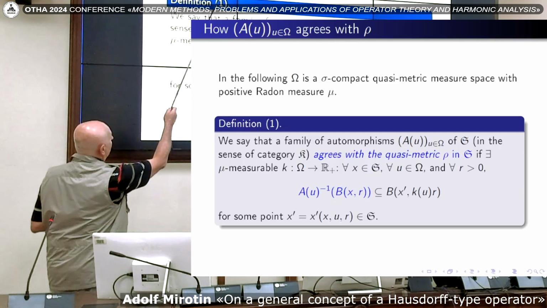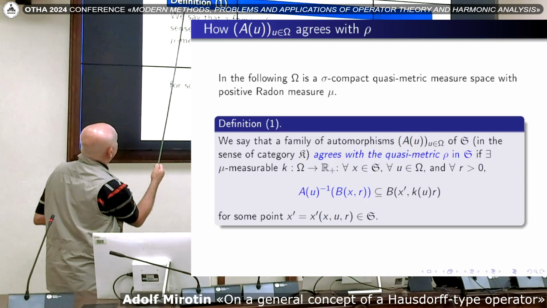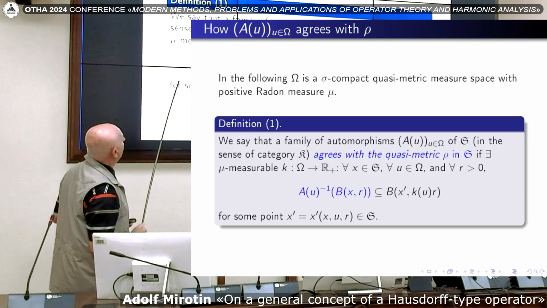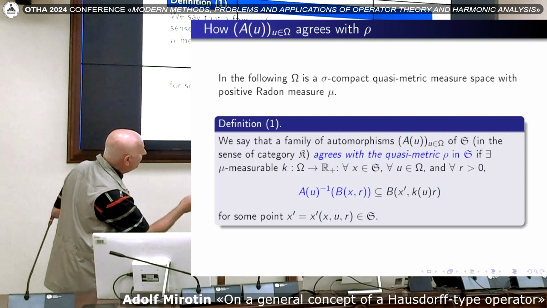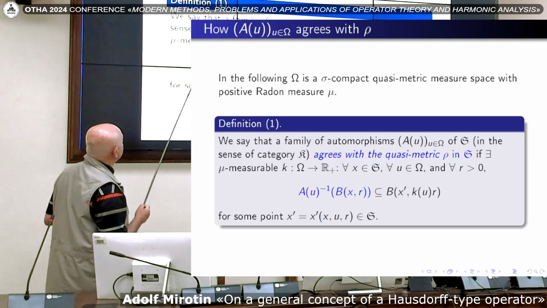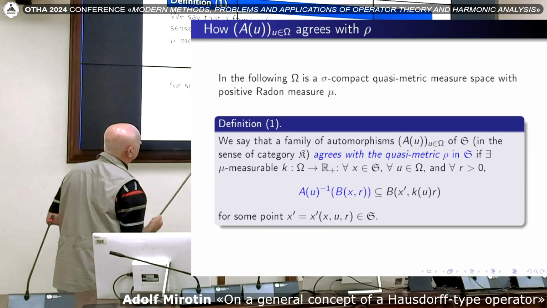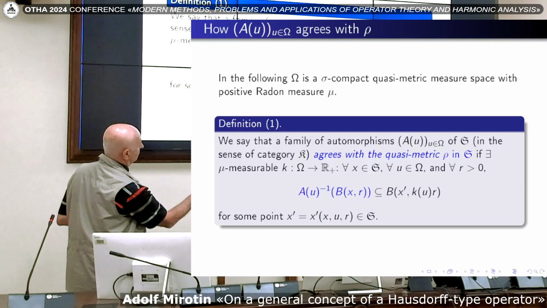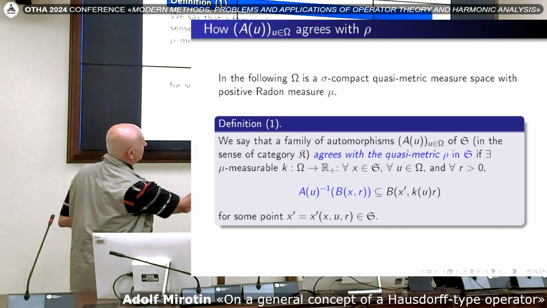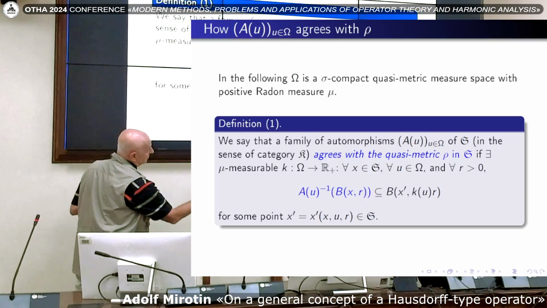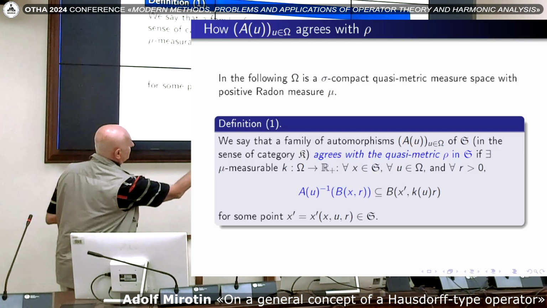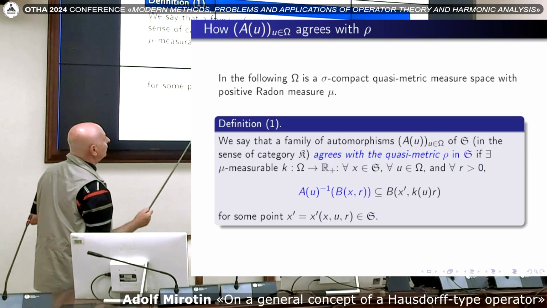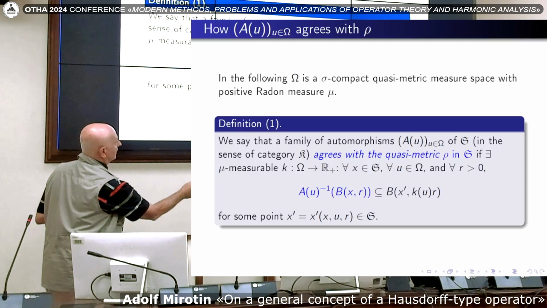I assume that our omega is a sigma compact quasi-metric measure space with positive Radon measure mu. And we say that the family of automorphisms A of U of our set S in the category K agrees with the quasi-metric rho in S, if there exists a mu measurable function K of U on omega such that for each U and for each positive R, the pre-image of the ball with respect to quasi-metric rho centered at X with radius R is contained in some other ball, with some point X prime as a center, whose radius has the form K of U multiplied by R. The point here is that these coefficients depend only on U, in fact on A of U, but do not depend on X and on R.